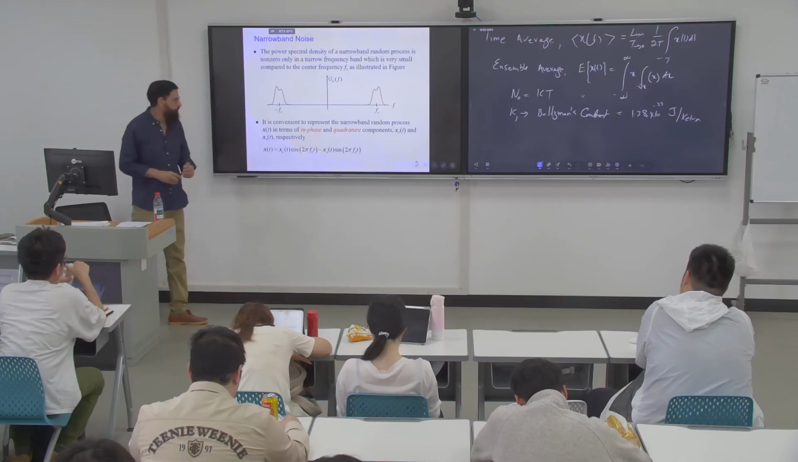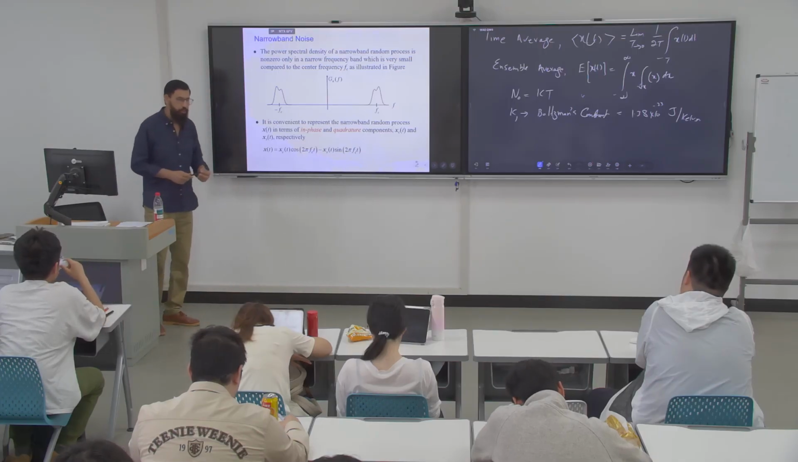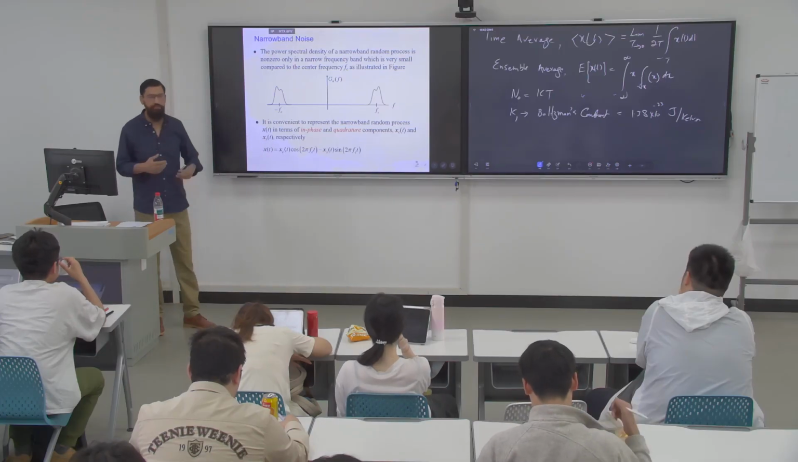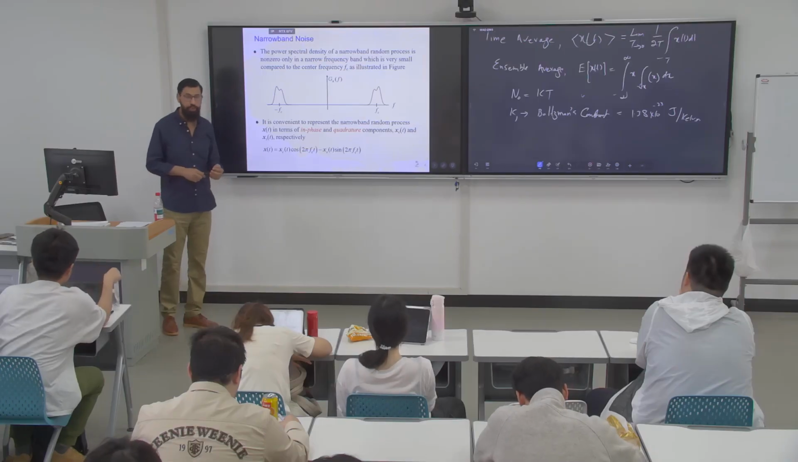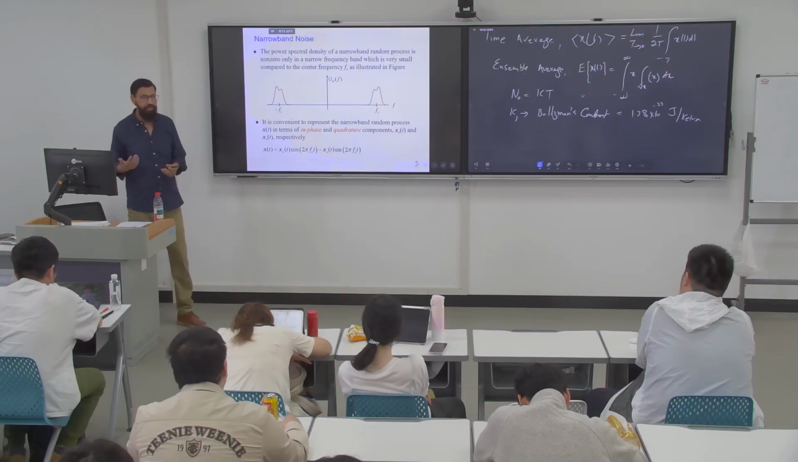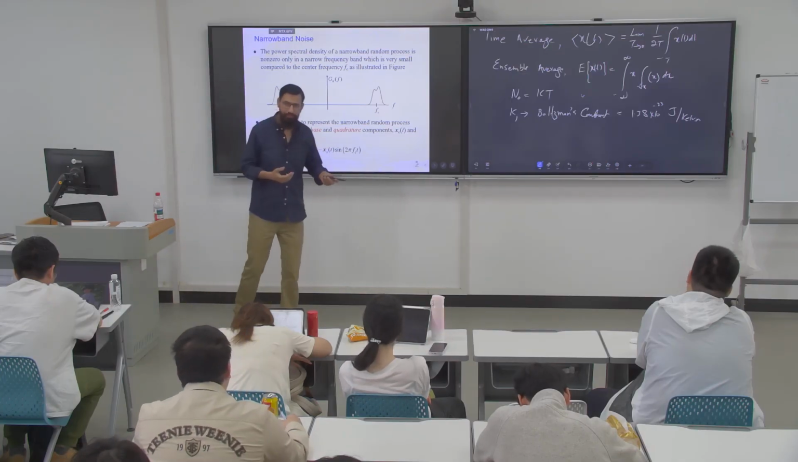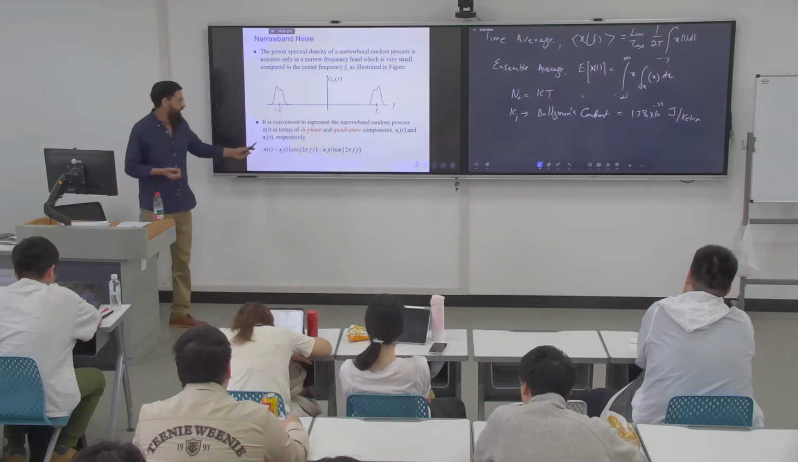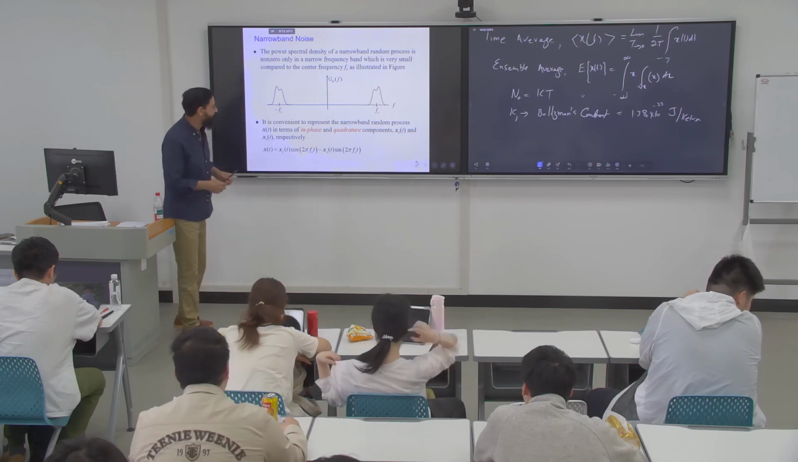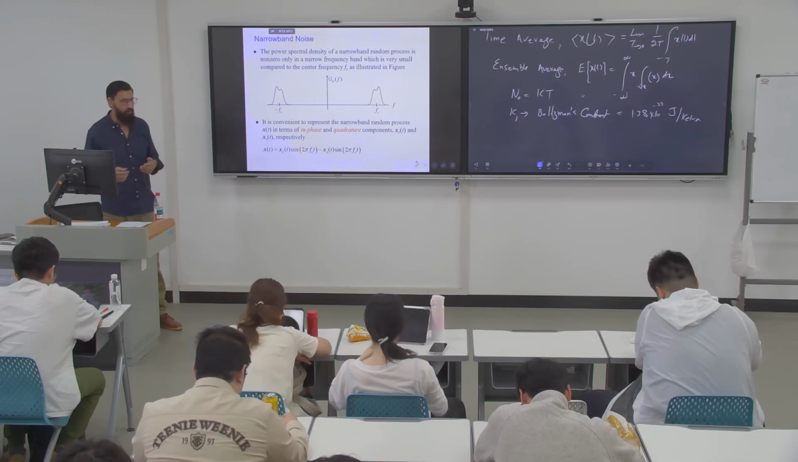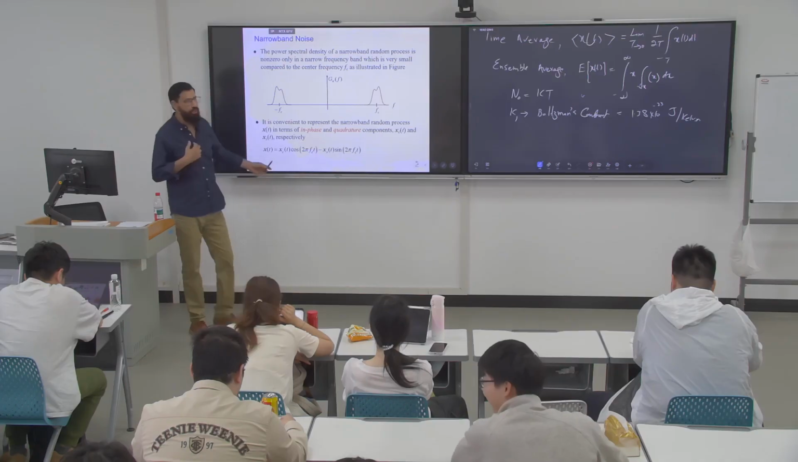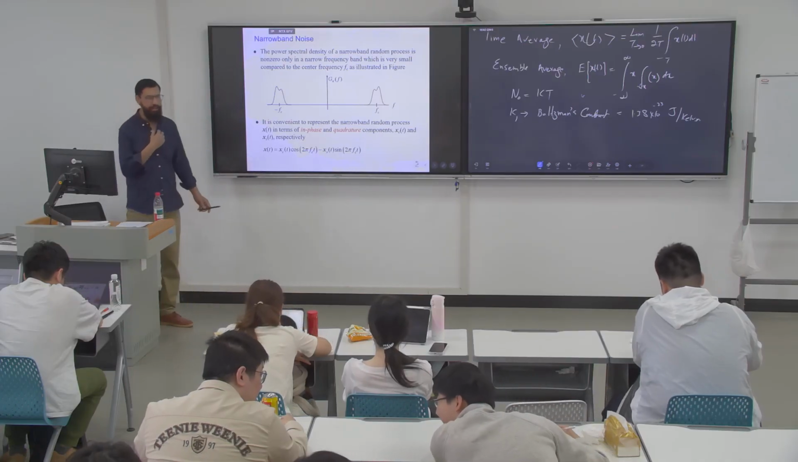It is convenient to represent the narrowband noise random process in terms of in-phase and quadrature components. We have done that in chapter 5. There was a question in the exam as well: just write down the in-phase and the quadrature components. I'm just talking about the same thing here. So we can represent the narrowband noise in in-phase and quadrature components, where in-phase is the cosine and quadrature is the sine.